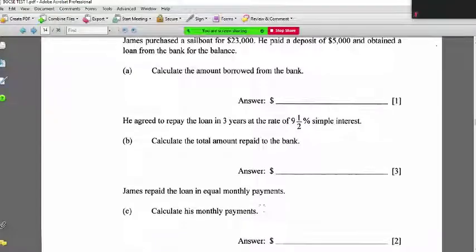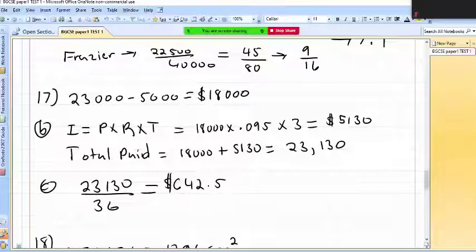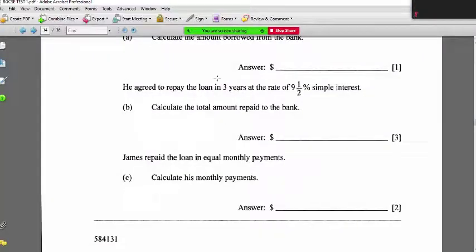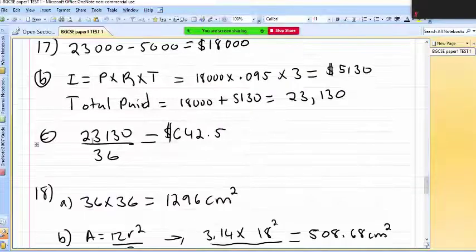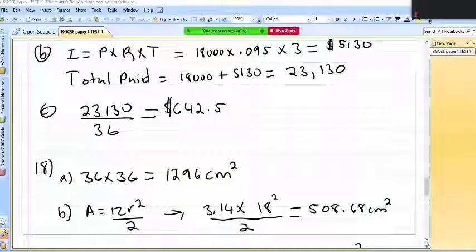Now, James repaid the loan in equal monthly payments. Calculate his monthly payments. We know the total he has to pay is 23,130, over a 3-year period, in equal monthly payments. How many months are there in a year? There are 12 months in 1 year. Therefore, there are 36 months in 3 years. So we have 23,130 divided by 36, and that's how you get your answer. Very simple, very straightforward.